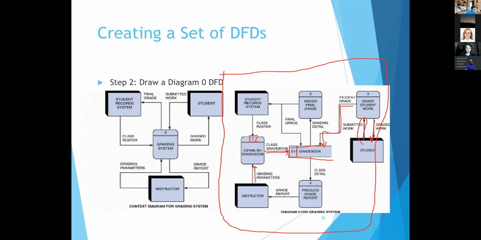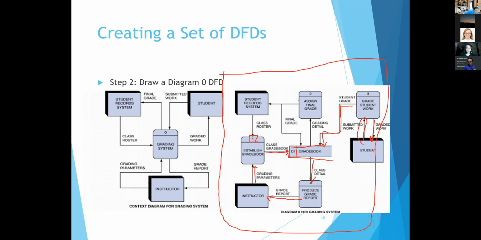And lastly, process number 4, produce grade report. This process has one input and one output. The input is class detail, which this process obtains from the D1 gradebook data store, and it generates a grade report sent back to the instructor. That is all for process number 4.